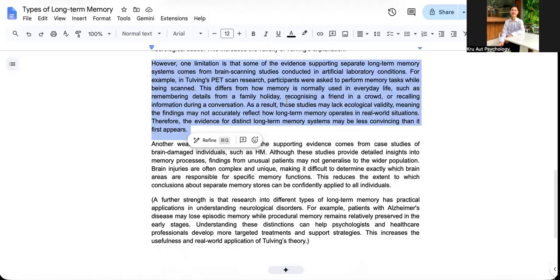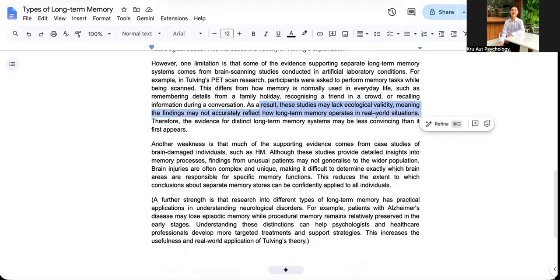So we need to explain. I keep repeating that, but every paragraph does that, so we need to do it. We need to say why it lacks ecological validity. We can't just say that it lacks ecological validity alone and let the examiner do that work. No, we need to fully explain everything.